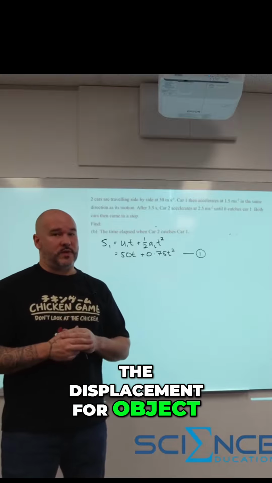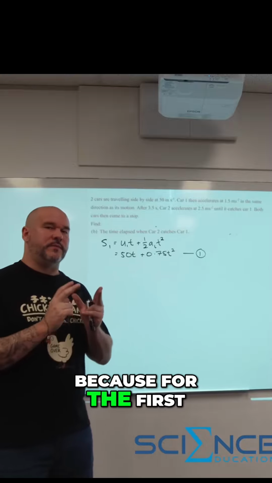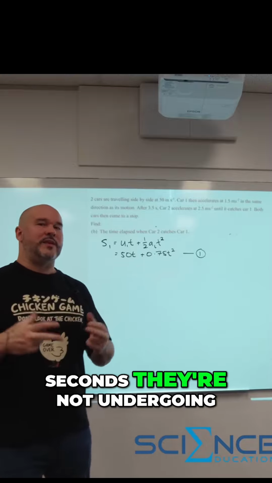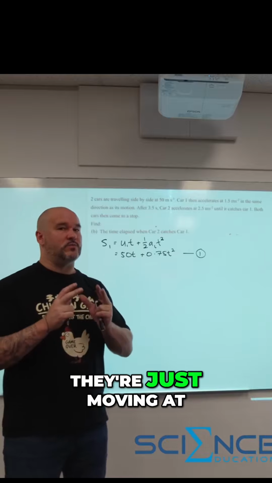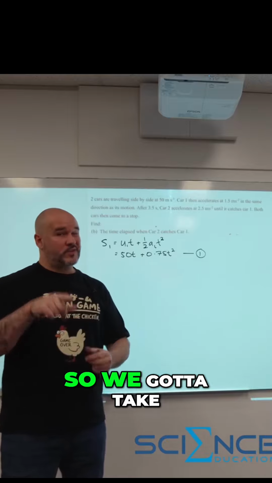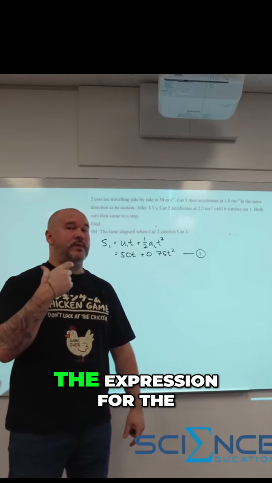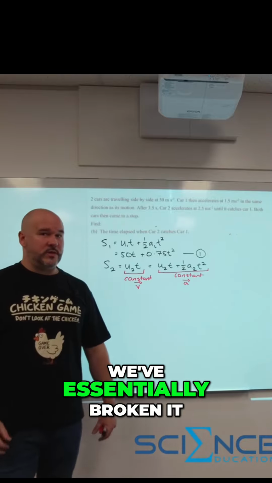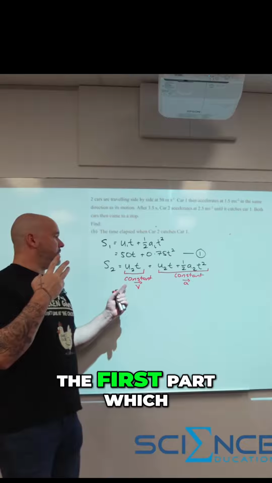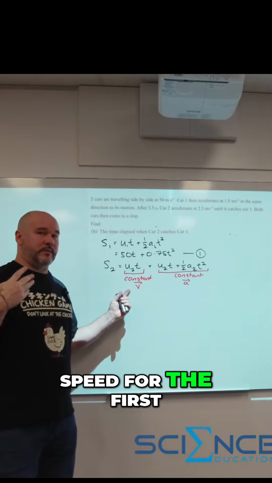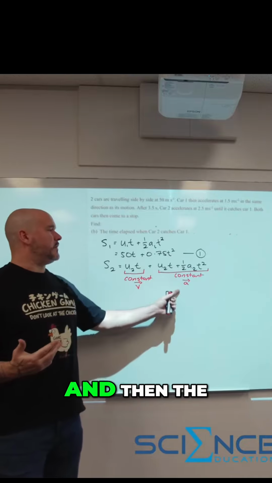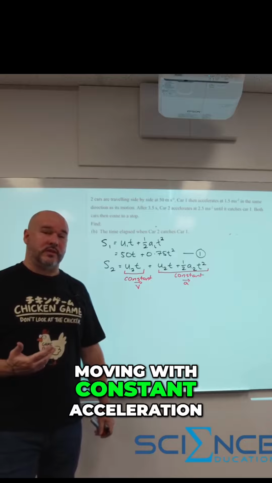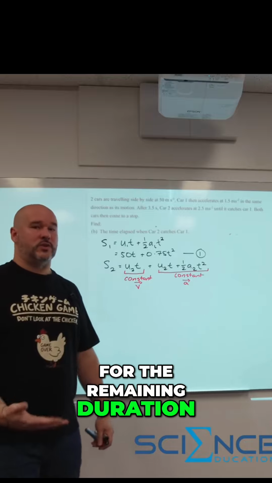The displacement for object 2 is a little bit trickier because for the first 3.5 seconds, they're not undergoing uniform acceleration, they're just moving at a constant velocity. So we've got to take that into account when we come up with the expression for the displacement of car 2. You can see we've essentially broken it up into two parts. The first part, which is moving at constant speed for the first 3.5 seconds, and then the section where it's moving with constant acceleration for the remaining duration of time.